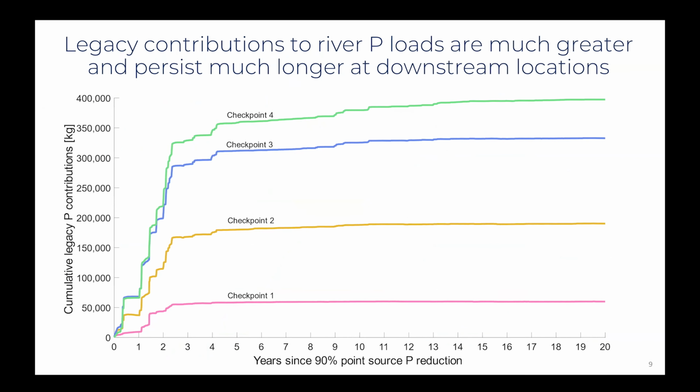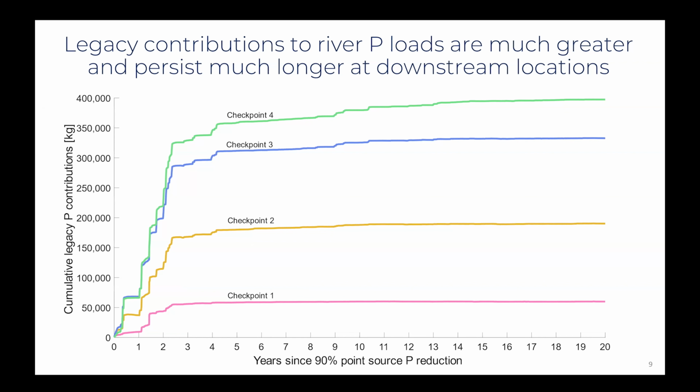And in the same vein, we see that legacy contributions to the river phosphorus loads are much greater and persist much longer for checkpoints that are further downstream. This plot here shows the cumulative contribution of in-stream legacies to river phosphorus loads at each checkpoint. And the first takeaway is that we see the total magnitudes after 20 years at these checkpoints are vastly different.